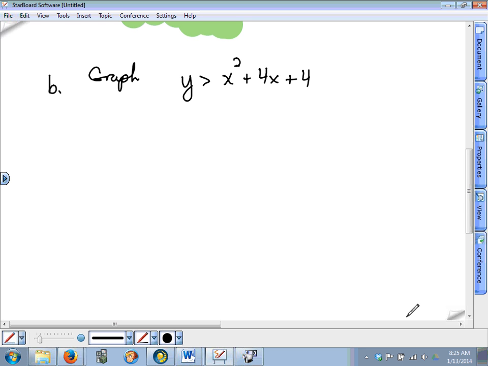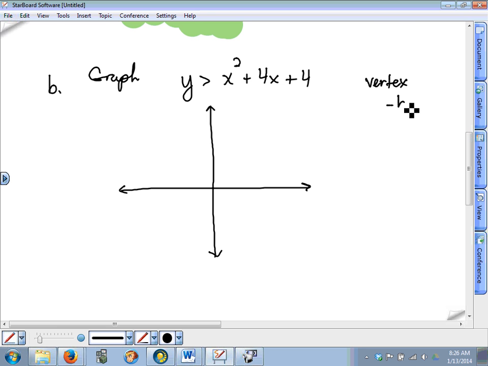Well, before we graph a parabola, we need to know where the vertex is. And this is still review. This is something you ought to remember. We could put it in vertex form. Well, we learned two different ways to do this. You could complete the square, or you could find the vertex using the simple little vertex formula, negative b over 2a.